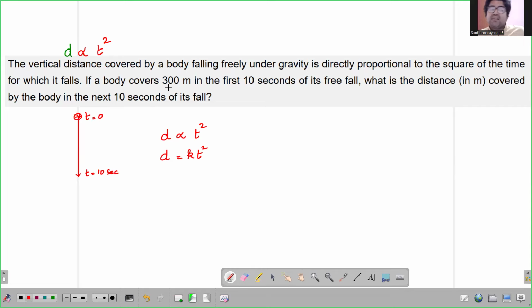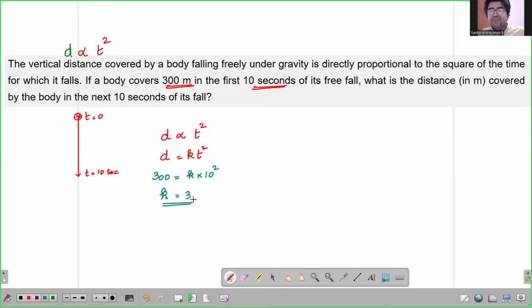Okay, the data point, let us consider. In the first 10 seconds, the cumulative distance covered is 300 meters. So can I not consider the distance, 300, is equal to k times time 10 seconds, so 10 square. That gets me k equal to 3. I got the constant of proportionality value, that is equal to 3.